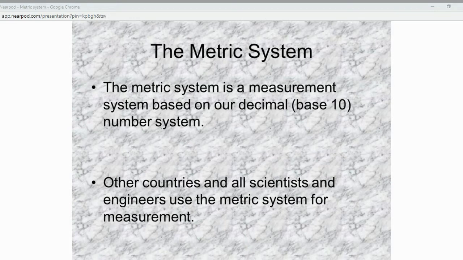But in the metric system, you can say there are 100 centimeters to a meter. There's 1,000 millimeters to a meter. It makes things a lot easier to convert. This one is used pretty much around the world, and all the scientists use it, and engineers use the metric system for measurement.